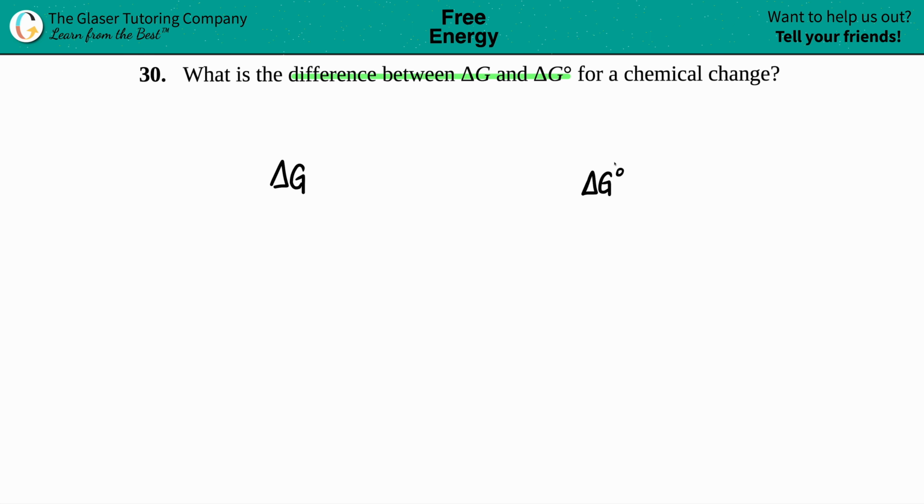Okay, so I guess we should say the similarity first, right? The similarity is that they're both G values, right? And G values are talking about Gibbs free energy. So no matter what, we're talking about Gibbs free energy. Gibbs was the scientist who came up with the equation, with delta G, so he gets the G after his name. So we're talking about free energy here. Free energy is basically talking about whether a reaction is spontaneous or non-spontaneous, depending on its enthalpy and its entropy, the H and the S values.